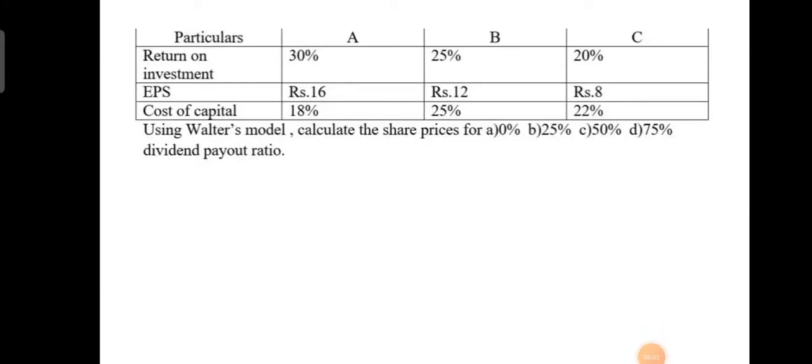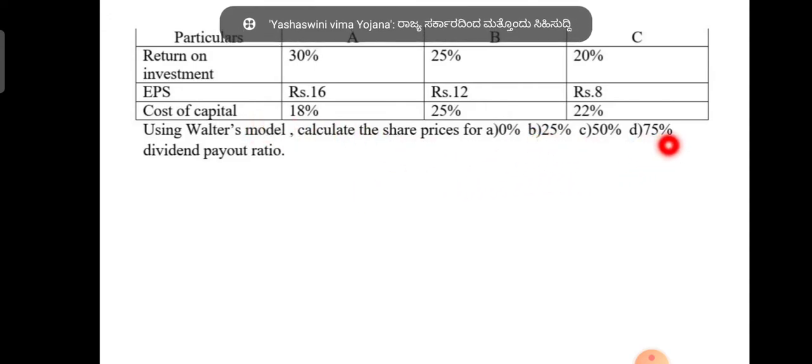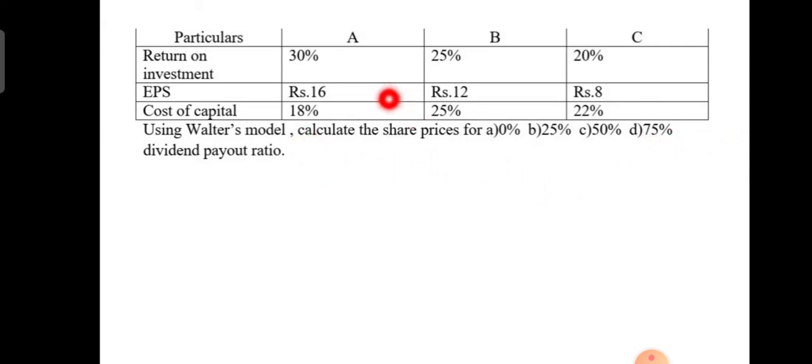Hello everyone. In this video we are going to solve the ninth problem from the Walters model. Here we have the information like return on investment, that is R, then EPS, cost of capital, and the different payout ratios are given like 0%, 25%, 50%, and 75%. So we need to calculate the market price for all these different payout ratios for every company. For different payout ratios we need to calculate the share price by using Walters model.